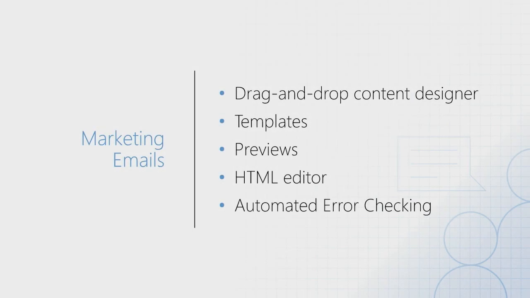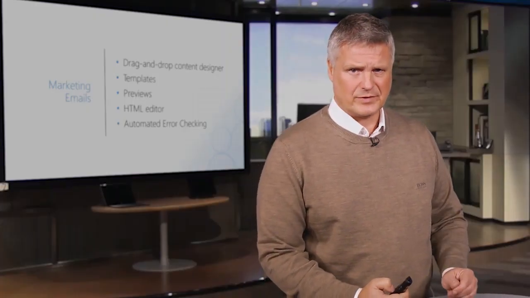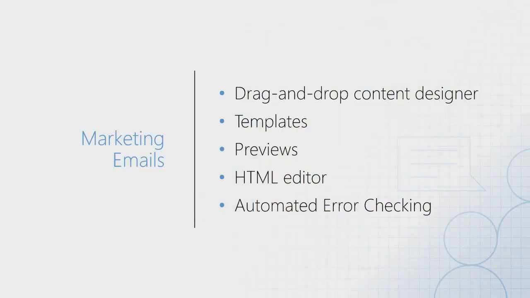The preview section is actually a rich one. We have an ISV called Litmus included in the app, so you can literally verify how your email will look on any given device. There's an HTML editor, so if you prefer to work with the emails in HTML, you can do so. And then there's a very important component in the app called the automated error checking, so you can ensure that your emails are compliant before you send them out, and so you don't violate anything.